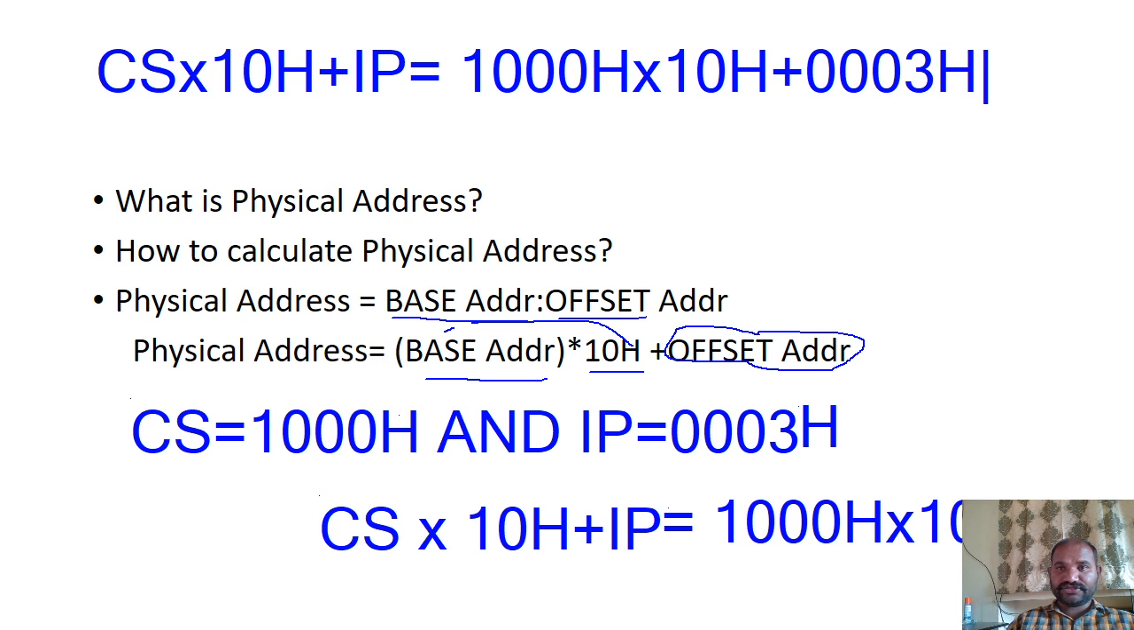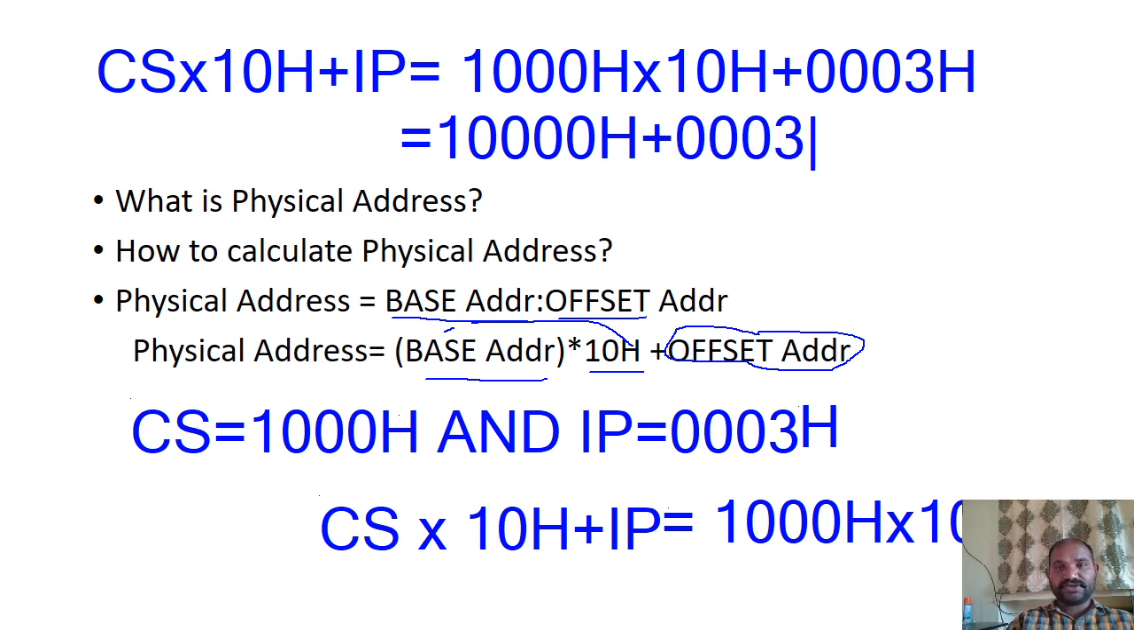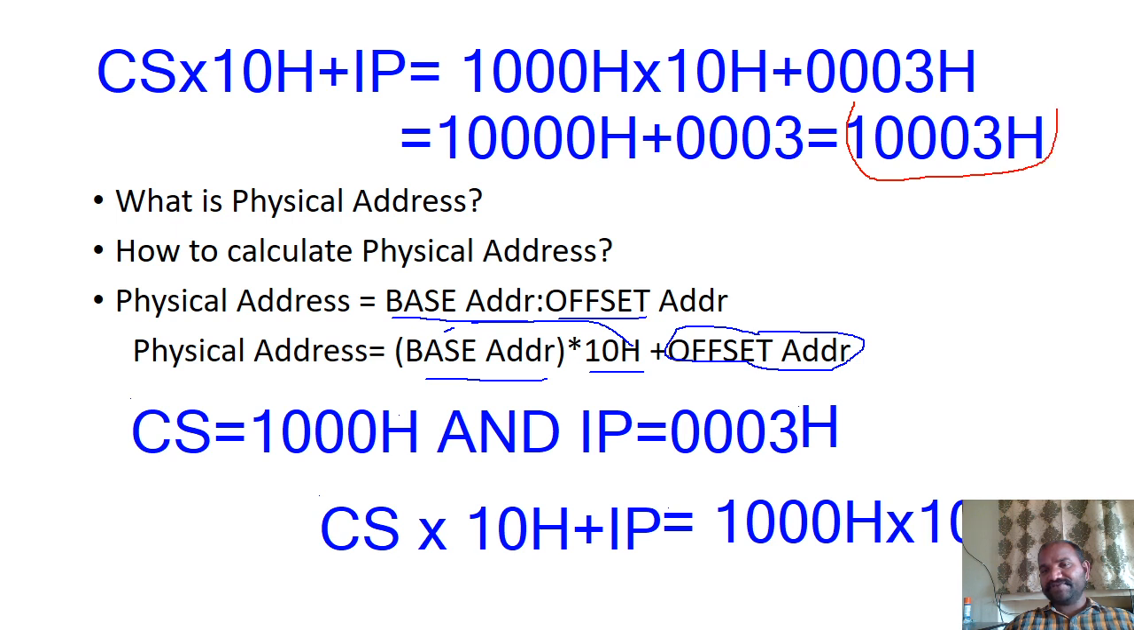0003H. You take this one, so 1000H into 10H. Simply use the mathematical multiplication. Okay, now then it is going to be 4Hs plus 0003. So if you add them, then it is going to be 10003H. If you see this, this entire thing is a 20-bit physical address.